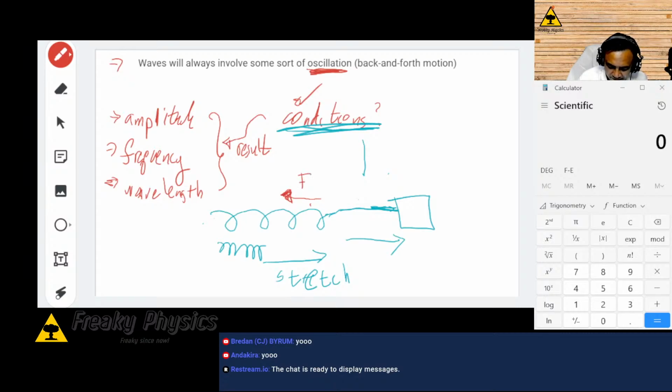Now, if this were the original position of the block, then this is your displacement x. Going back to the force, this force is equal to ma, with the block having a mass m. So in other words, the acceleration is also going that way. So what is happening here between x and a?